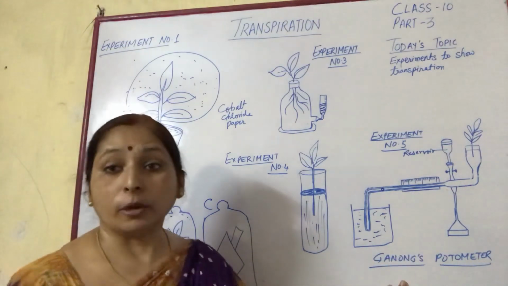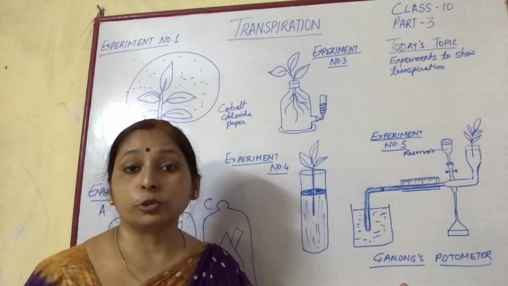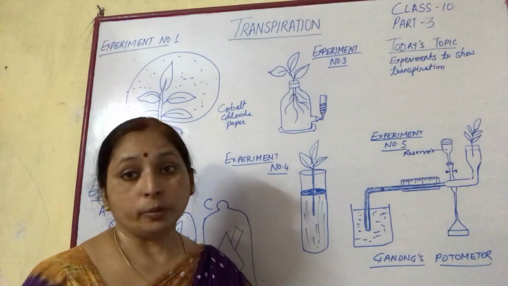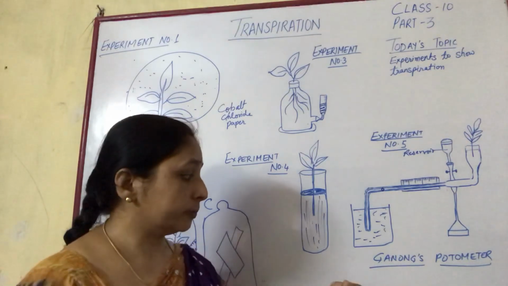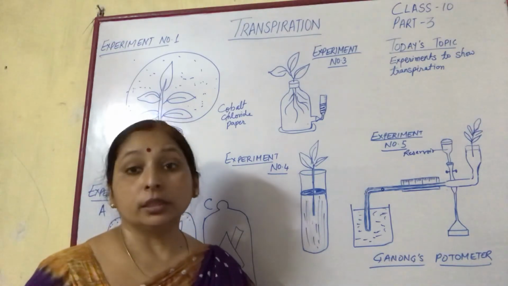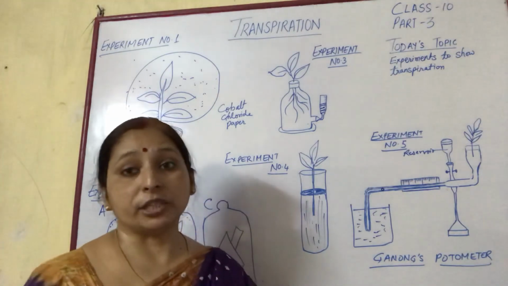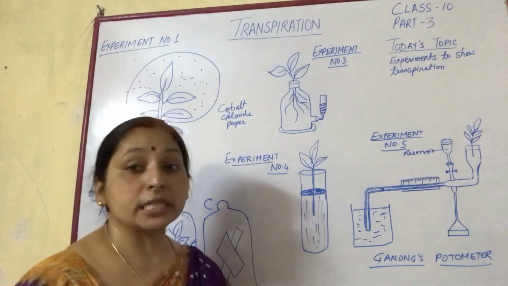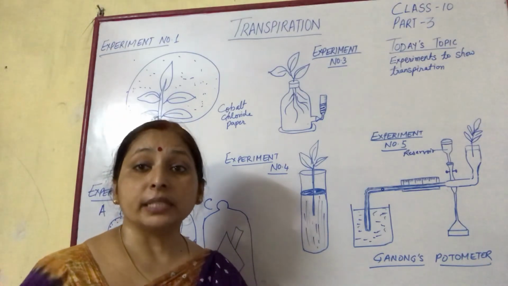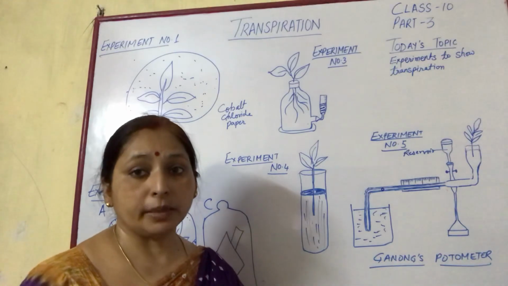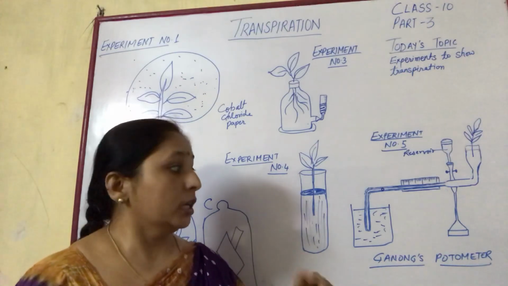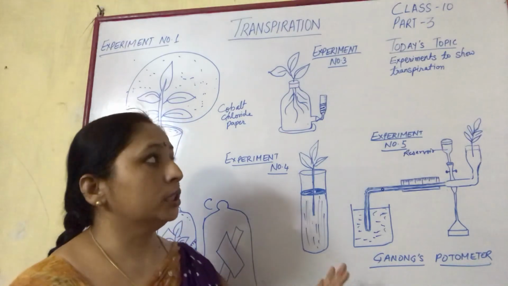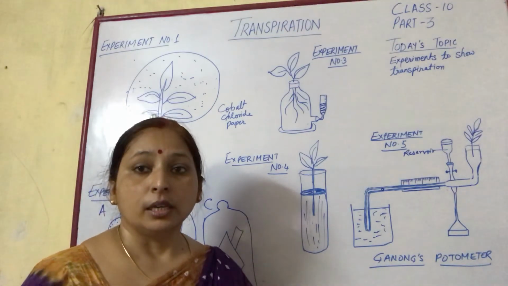Ganong's potometer is an apparatus to show the rate of transpiration, while Darwin's potometer explains the suction pressure created by the potometer. One more potometer is Garreau's potometer, which explains the unequal rate of transpiration by the two surfaces of the dorsiventral leaf. So this is all about the chapter transpiration.